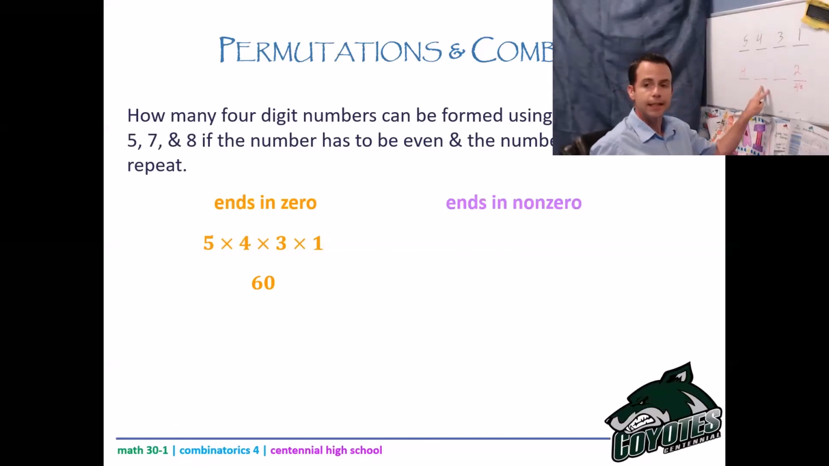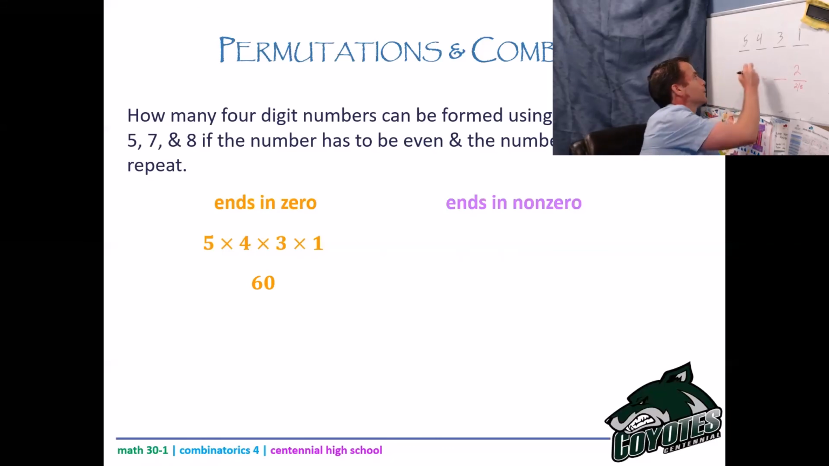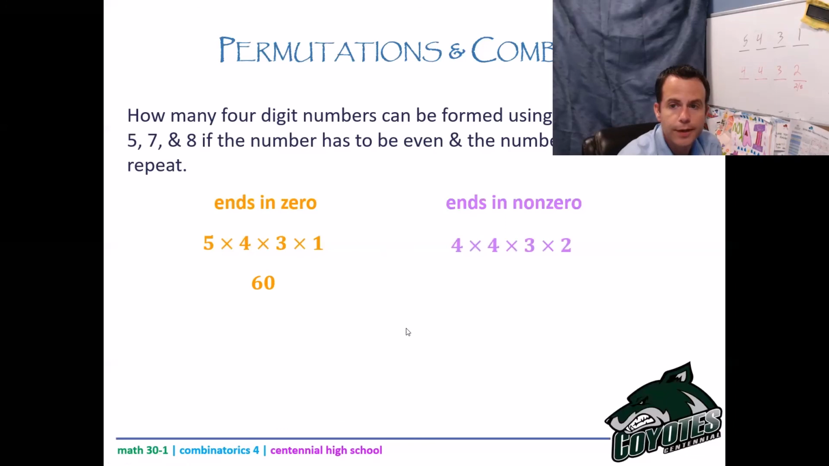When I get to here, there are 4 options again because now 0's back in play. So I'm looking at, I started with 6 and I've used 2 numbers. So that would be 4 and that would be 3. Okay, so let me just keep going with my slide here. That's where the 4 times 4 times 3 times 2 is. And when I multiply that together, it's 96.